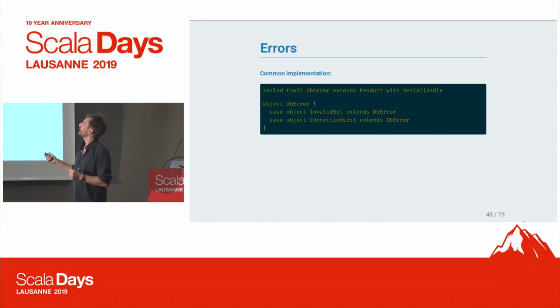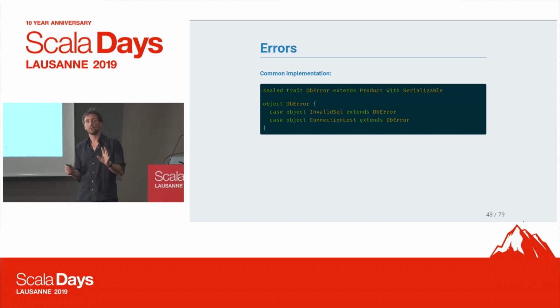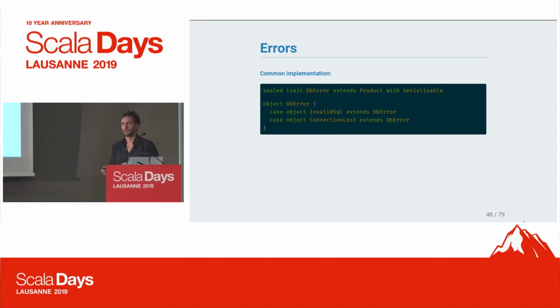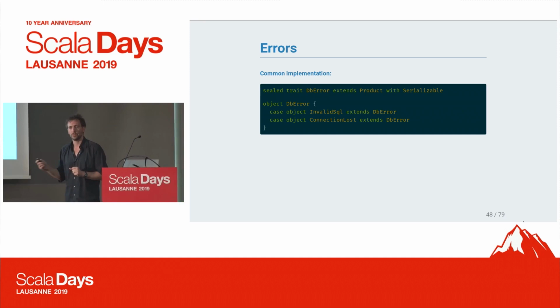It's a sealed trait, it extends Product with Serializable, case objects everywhere. It follows all the rules I've given so far, but it's still not quite right. Does anyone know why or how you could improve on that?